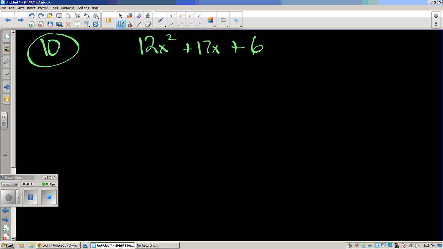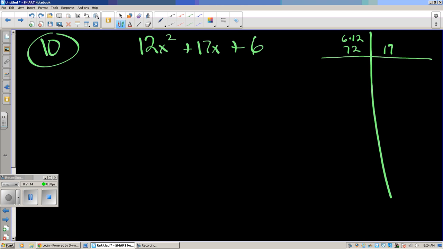All right. So, Olivia, I've got a trinomial here. Is the leading coefficient greater than 1? Yes. So what am I multiplying here to? 6 and 12. Anyone know 6 times 12? 72. So 6 times 12 is 72. What am I adding to? 17. So what multiplies to 72 and adds to 17?